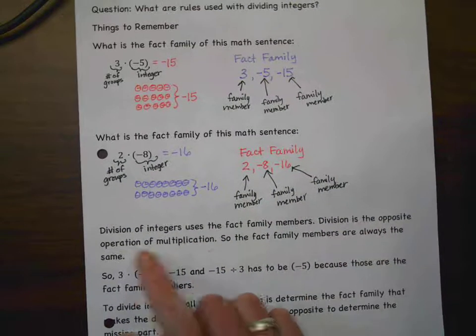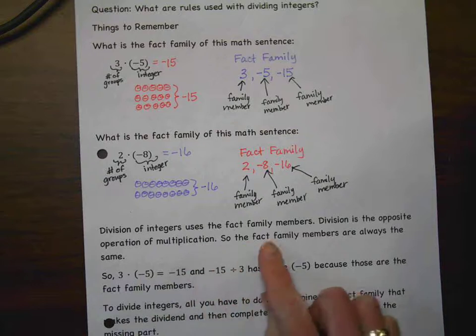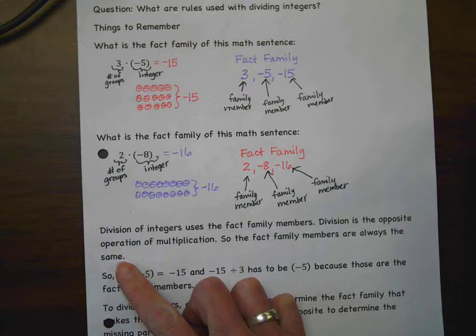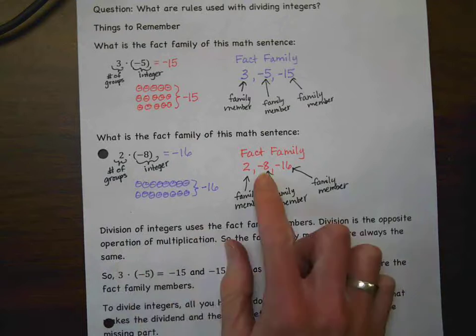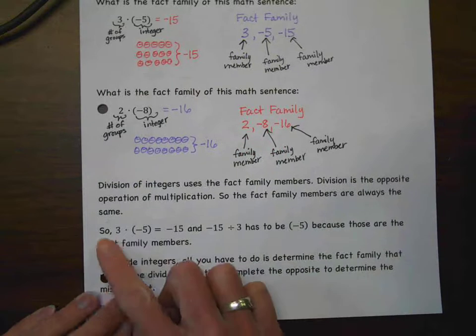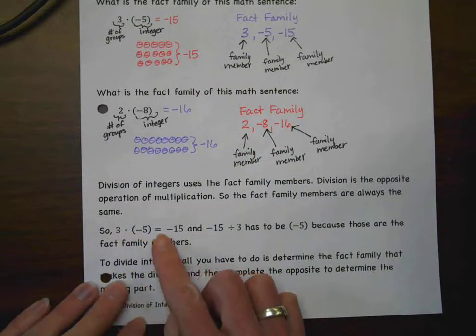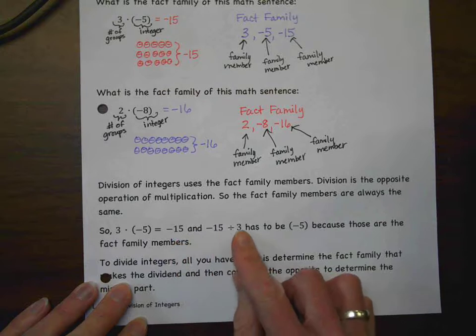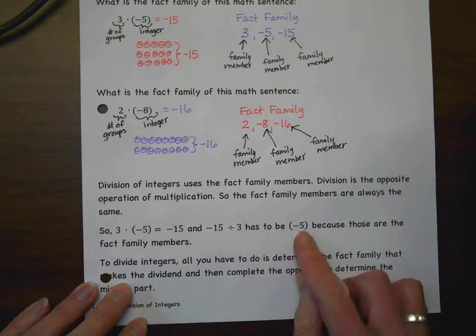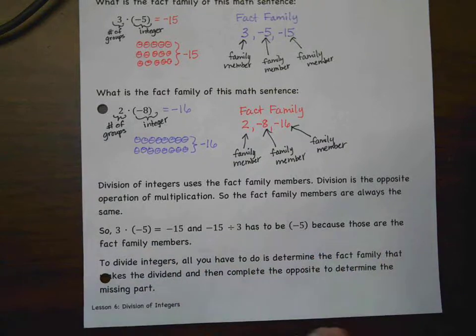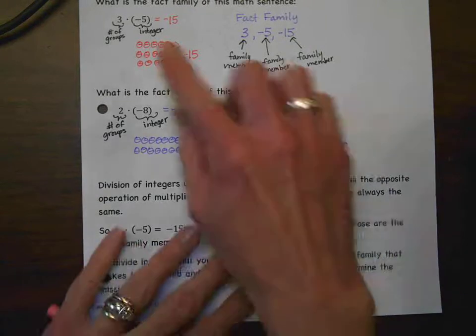Division is the opposite operation of multiplication. So the fact family members are always the same. So you don't get to change your values or your numbers. Your family members are always the same. You don't get to change them out. So for example, 3 times -5 equals -15, and -15 divided by 3 has to be -5 because those are the fact family members. I'm wondering if you followed me with that.